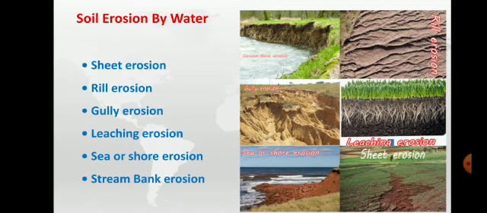Next we'll see stream bank erosion. Streams and rivers change their courses. When the water is more, they will change their courses by cutting one bank and depositing the silt loads on the other. During flash floods you can see this. The best example for this is the Ganga and Yamuna river sides.